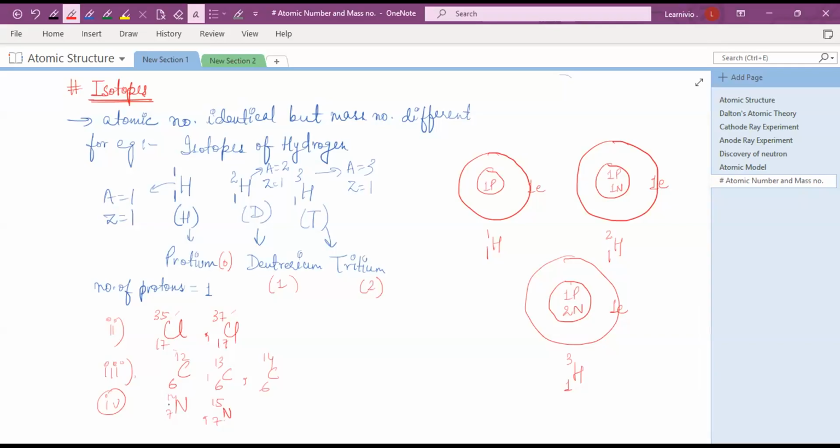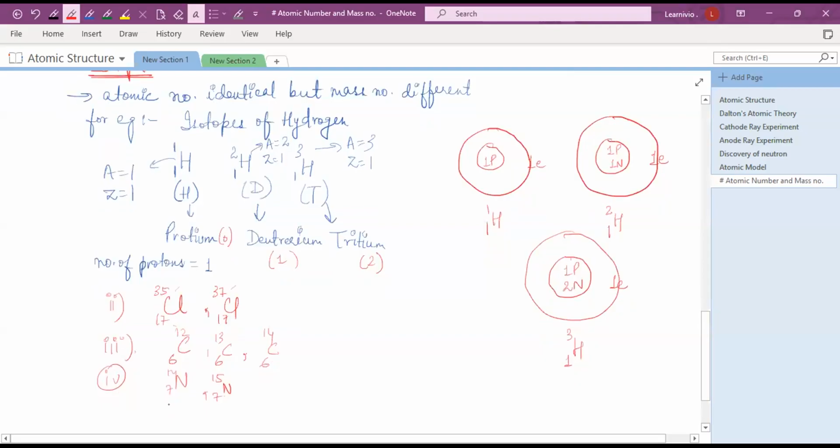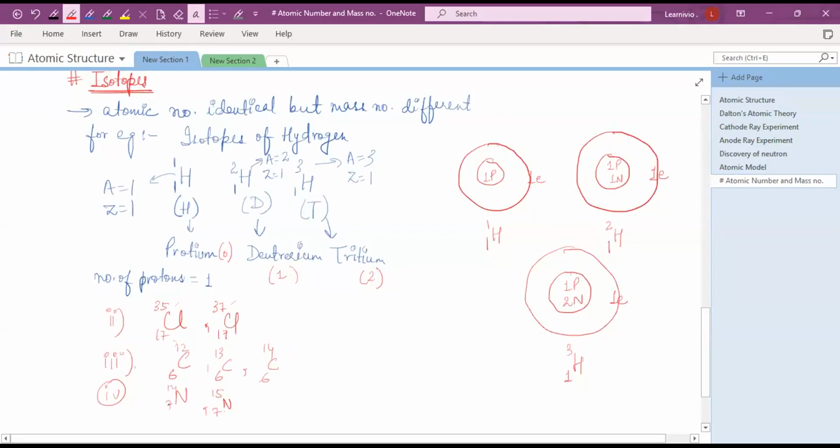Oxygen also exists as oxygen-16, 17, 18, right? Sulfur 32, 33, 34, 36, and there are more examples of isotopes. So these are some examples you should know about. Clear, Neha? Any problem with this? No, ma'am.